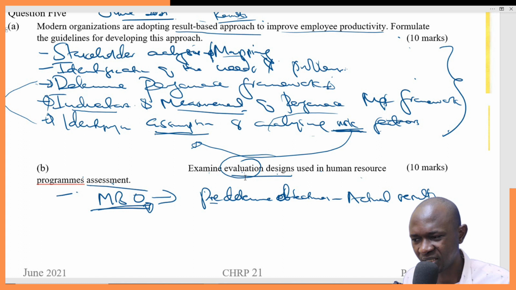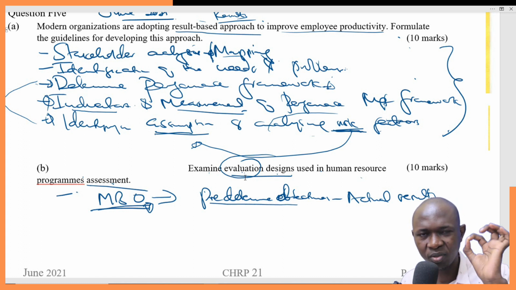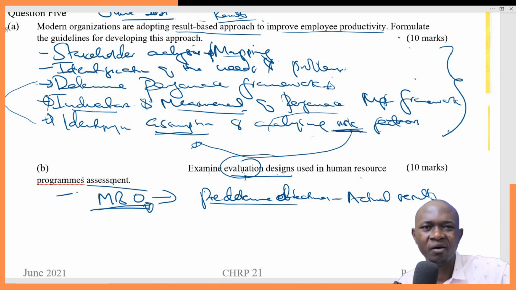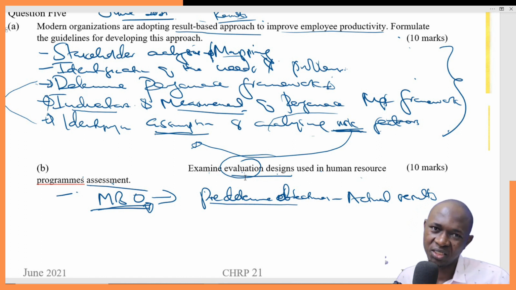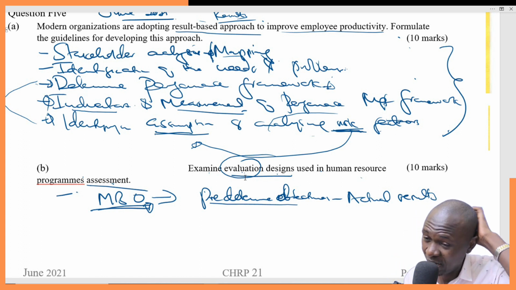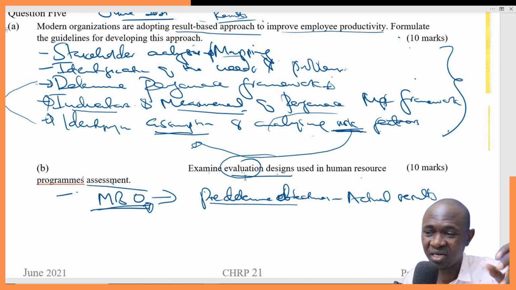Everybody has an objective. Those are what we call the predetermined objectives. And then, of course, you perform the job. And as you perform, we measure the actual results. So then we'll compare the actual results versus the predetermined objectives. If there's a gap, then it means you've not performed well to the extent of that gap. Or if you have surpassed the expectation, it will show.